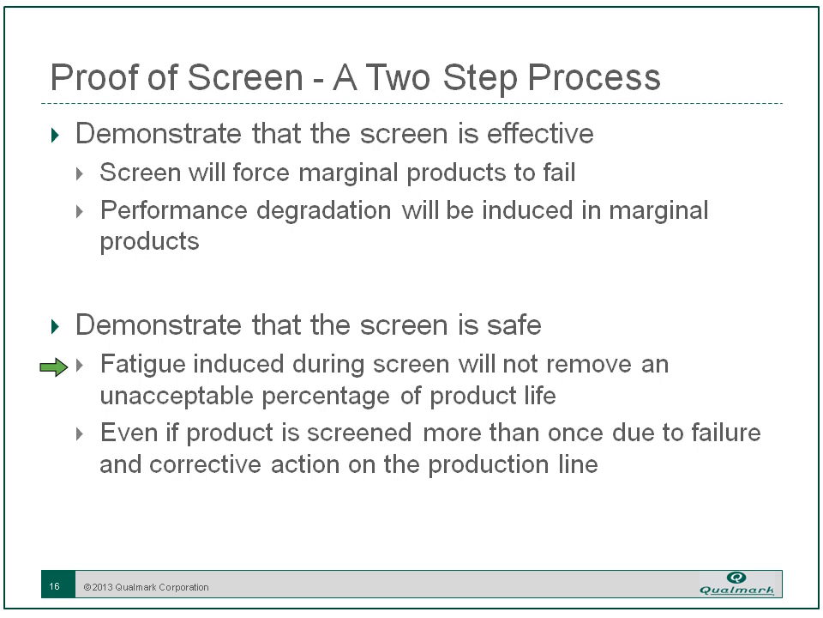We want to be sure that is not exceeded even if the product is screened more than once, because you find a failure, you fix it, you want to run it through the screen again. So proving that the screen is safe is a process of showing that we're not taking too much life out of the product, even when we have to run that product through the screen multiple times.